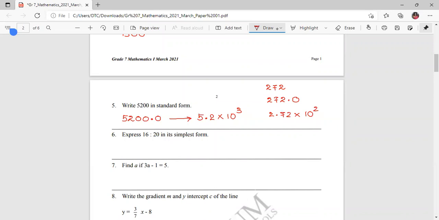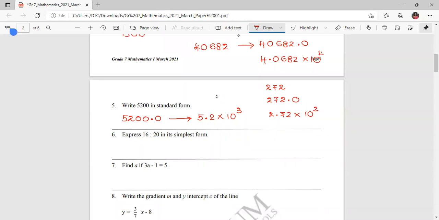I'll take another example, that is 40,682. Now, how do you convert this? So first of all, you want to write that 40,682.0, right? Then it's easier for us to write the number 4.0682 and 10 to the power 1, 2, 3, 4.